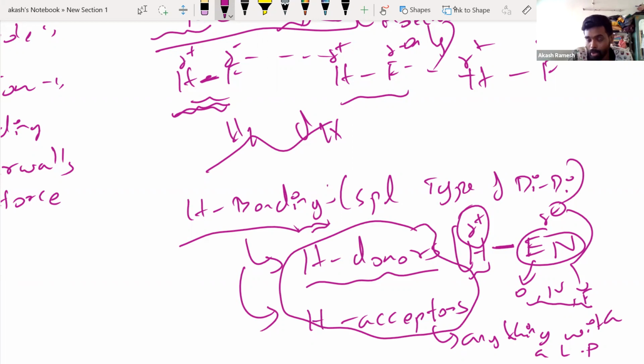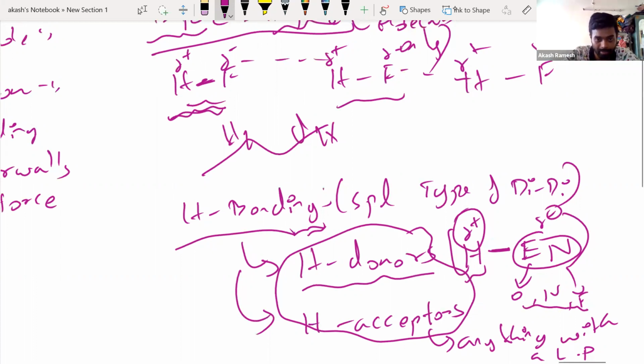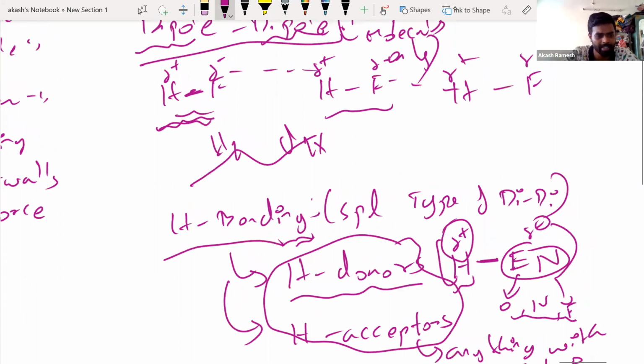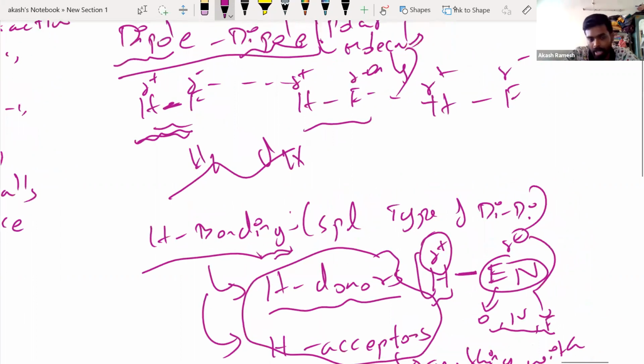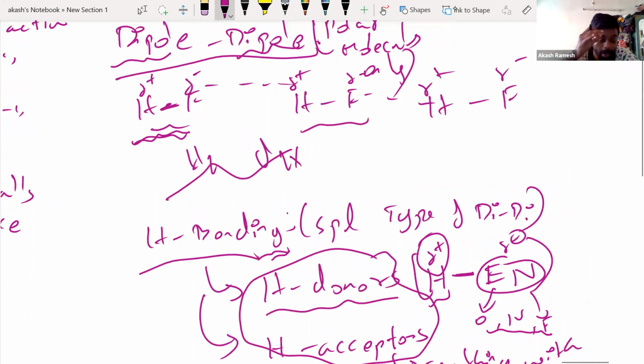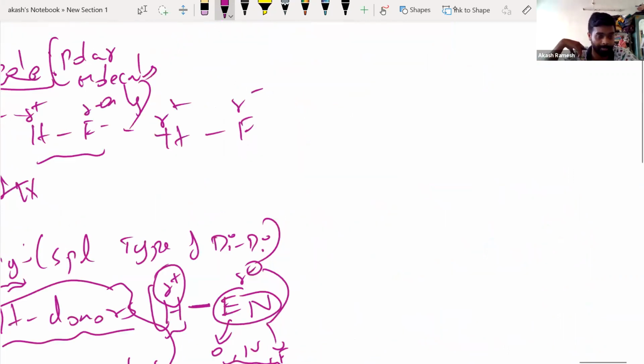Now, sometimes one molecule itself can act as a hydrogen donor as well as a hydrogen acceptor. And sometimes you will see one molecule act as a hydrogen donor, and an entirely different molecule act as the hydrogen acceptor. We'll take both cases and see what exactly this is. First we try to understand what hydrogen bonding is, what hydrogen donors and hydrogen acceptors are, and how they are going to form hydrogen bonds. We'll try to understand all of that.